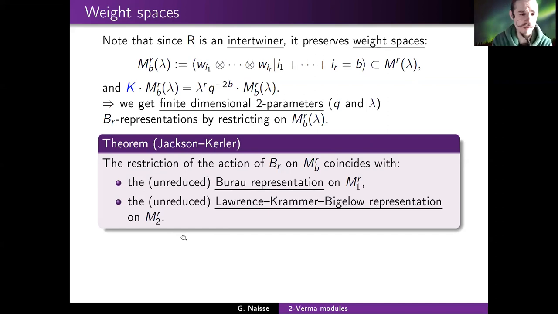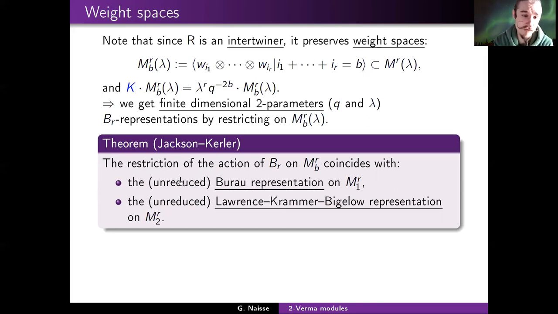And they also observe that if you go to the third weight space, then what you get is the unreduced Lawrence-Krammer-Bigelow representation. Now this one is indeed a two-parameter representation. And it is actually a very important one from a historic point of view, because it was the first faithful representation of the braid group that was constructed. And in general this generalizes, because if you go to further weight spaces, you get basically all Lawrence representations in their unreduced version.